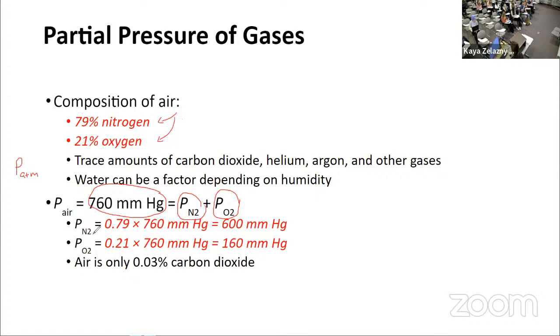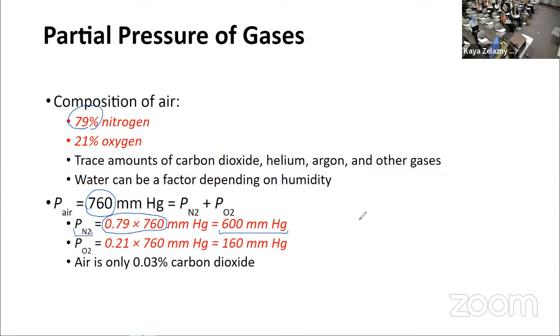So to find that partial pressure of nitrogen, we know it's 79% of the gas around us. We know that the pressure of the gas around us in total is 760. So we just multiply 760 times that 79%, seeing 79% as a decimal here. So we'd get a partial pressure for nitrogen of about 600 millimeters of mercury, okay?